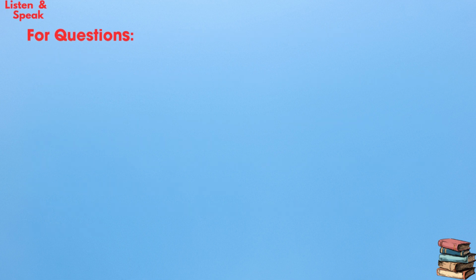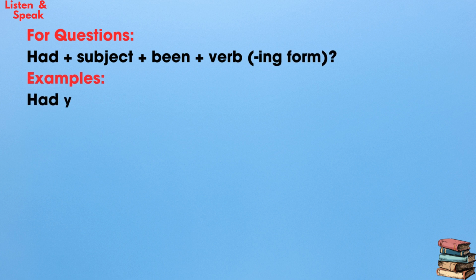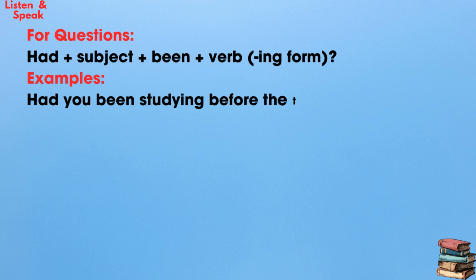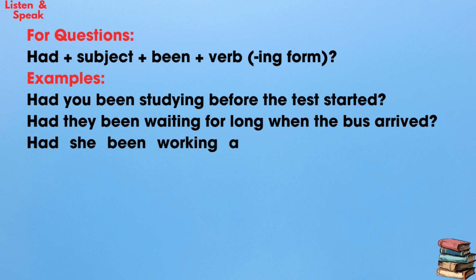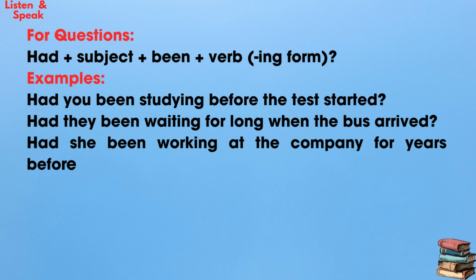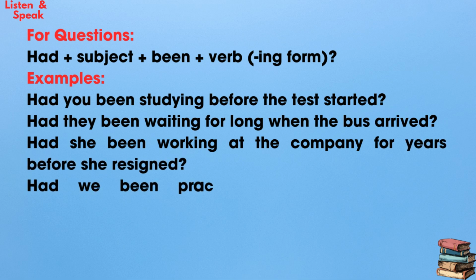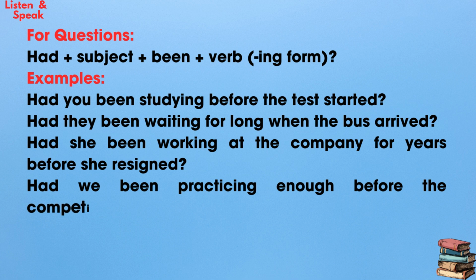For questions: had subject been verb, -ing form. Examples: Had you been studying before the test started? Had they been waiting for long when the bus arrived? Had she been working at the company for years before she resigned? Had we been practicing enough before the competition?